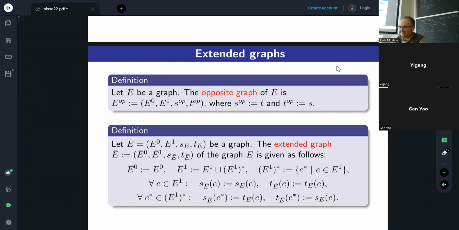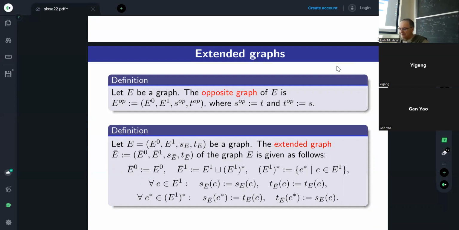So to define the extended graph, you say that in the extended graph, you have exactly the same set of vertices as in the graph, but you double your edges. So every edge has its ghost going in the opposite direction, particle and antiparticle, okay? But we don't annihilate. I mean, sometimes we do, but not always. So you have here the disjoint union, and simply E1 star is basically the same set as E1, but you just label it with star, okay?